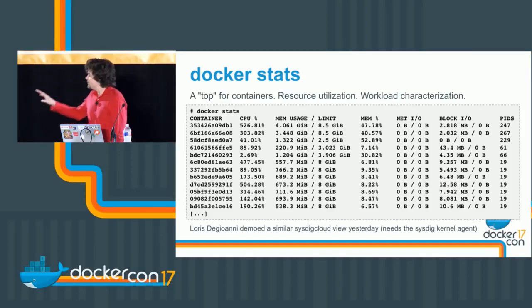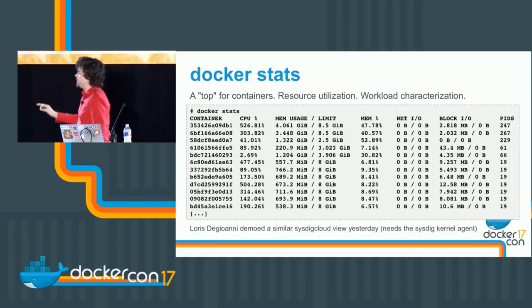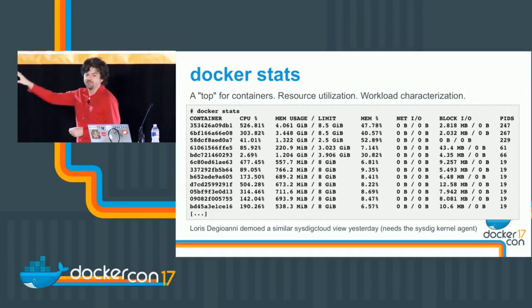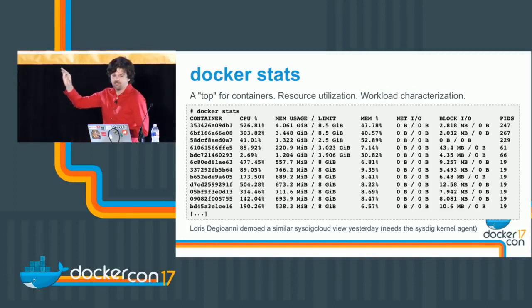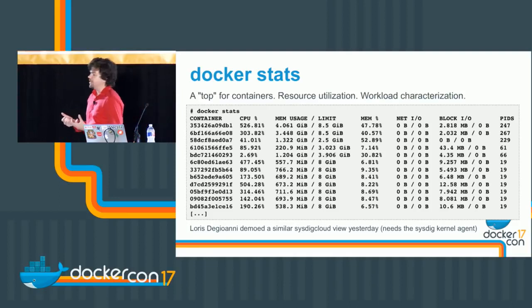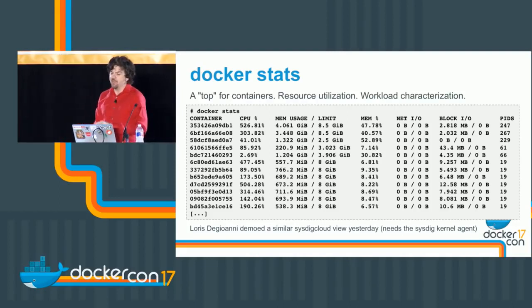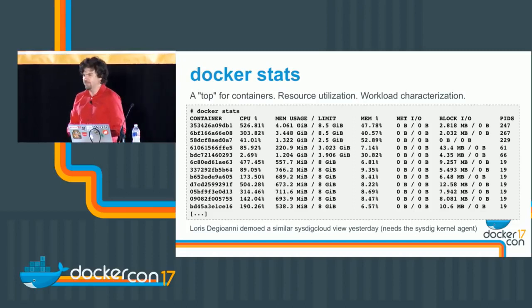And this is useful as well because I can apply a few different methodologies. I can look at resource utilization from the USE method, so I can see how much CPU it's using, memory usage versus its limit. I can also do some workload characterization. So if it's working, I can look at the network I/O and block I/O and how much memory it's using to characterize that.